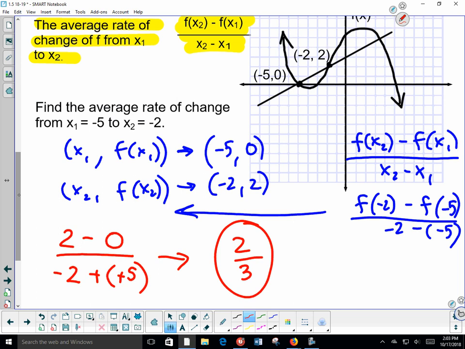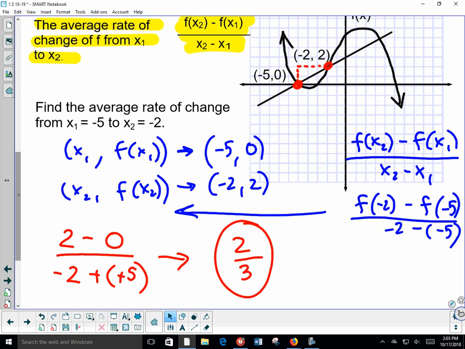And I think we could see that because if I want to go from this point to this point, I'd have to go up 2 and to the right 3. So the slope is 2/3. Gabby. That's right. So how did you get the 0? Chris, where did the 0 come from? It came from the ordered pair of x1, f of x1, it's the 0.